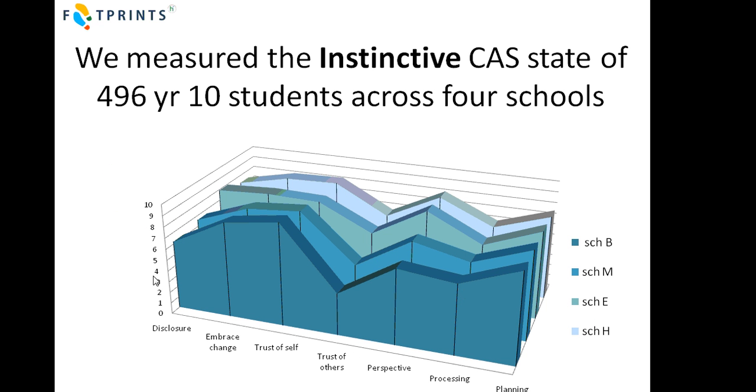Now, the next thing that we did was to look at the instinctive CAS state scores of year 10 students across 4 different schools. This is the chart we were looking at just a moment ago, just under 500 students in this sample size. And we were interested in comparing whether the instinctive CAS state scores of these children changed or varied from their school ecological CAS state scores.